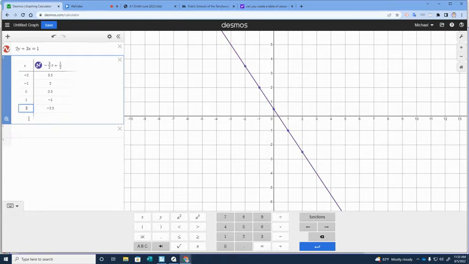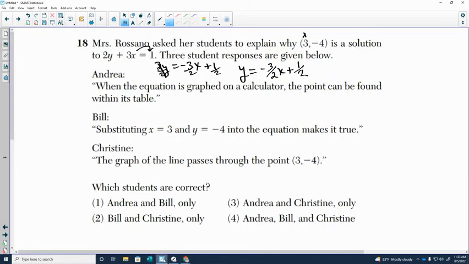We already learned in a previous lesson that we can just click right underneath that 2 and type in a 3. And there we have it. Our table of values goes up to 3, and the value of y is -4. So now I'm going to go back to my problem and say, well, Andrea, she was correct. So I'm going to just put a little C next to hers right there.